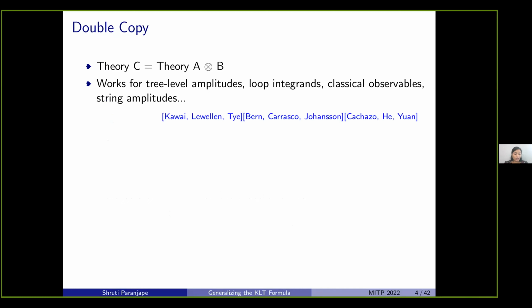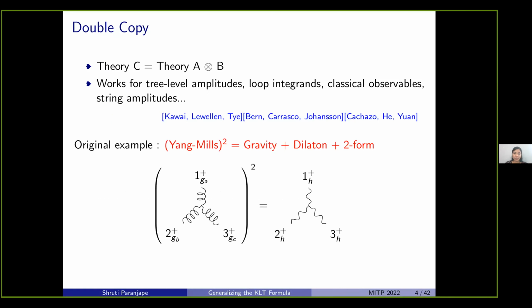Okay. So the double copy, as I said, I'll be thinking about as this multiplicative map. And I want to think about it as theory A times theory B gives theory C. This has been shown to work in many different contexts. We will be thinking, as I said, about tree level. And the original example, of course, was Yang-Mills, and Yang-Mills squared gives gravity that's coupled to a dilaton and some antisymmetric two-form.